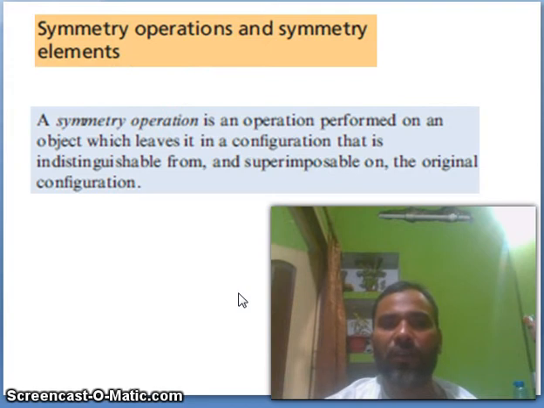What is a symmetry operation? A symmetry operation is an operation performed on an object, here, in the case of chemistry, your molecule, which leaves it in a configuration that is indistinguishable from and superimposable on the original configuration.